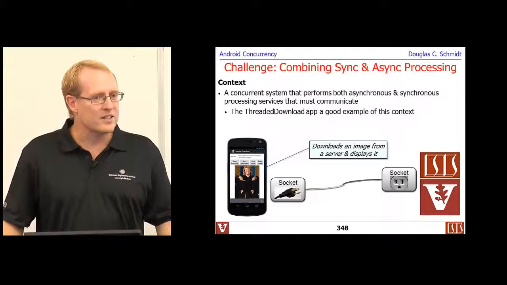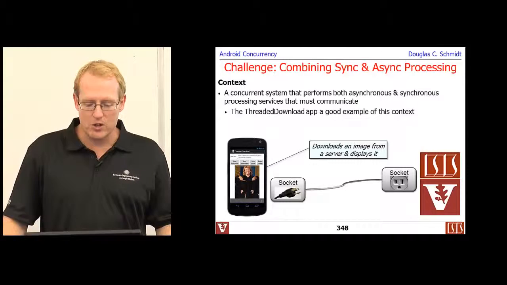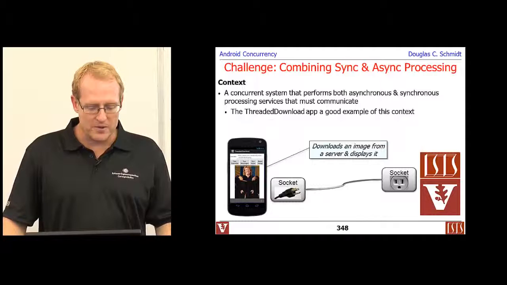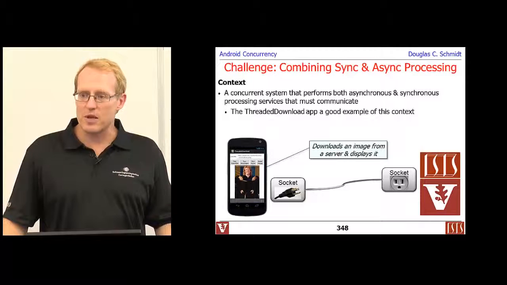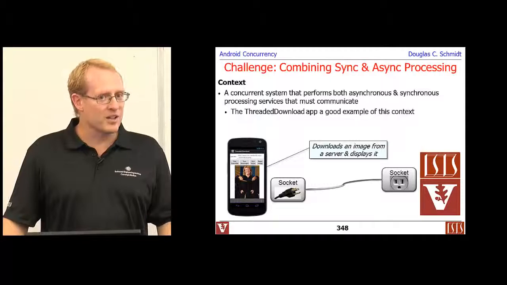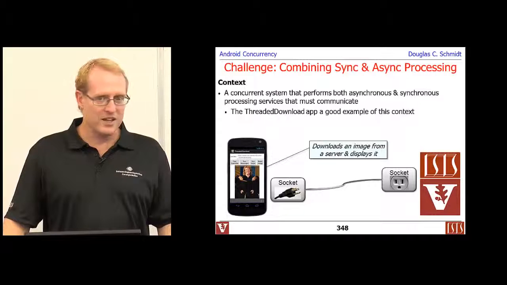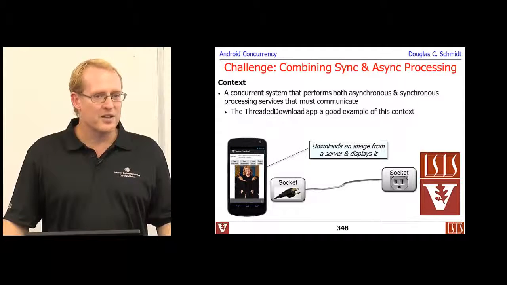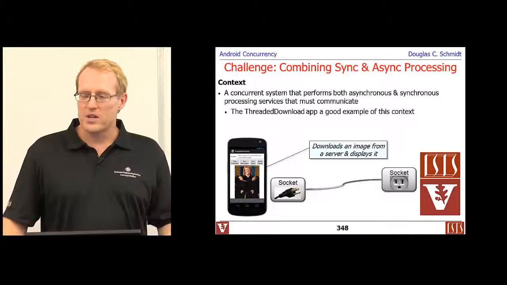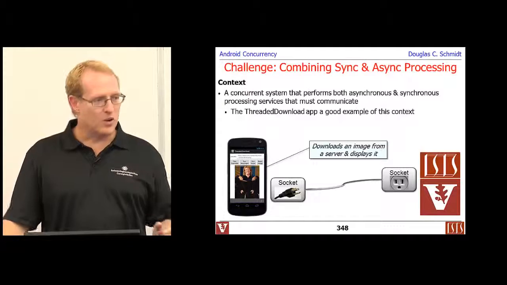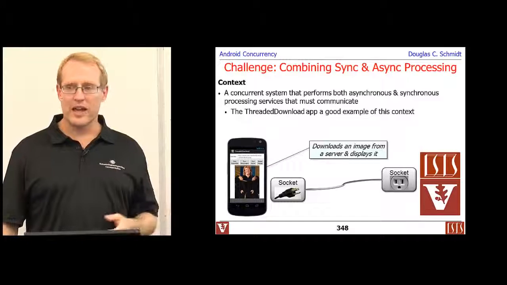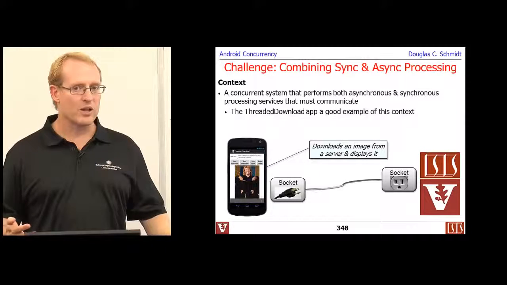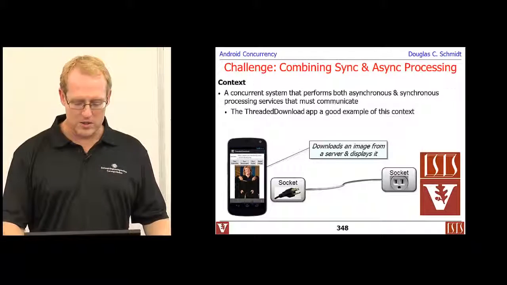So here's the context for this discussion. You often have concurrent systems that have to perform both synchronous and asynchronous communication, and these things have to communicate with each other somehow. A good example of this, and you've got a little taste of it now, and we're going to do more of it as we move along, is this threaded download application that we're working on. You've got some parts of the code that are going to be interacting with the user via the activity part, via the widgets and so on, and some other part that's going to do some downloading. So you have at least two different parts of the code.